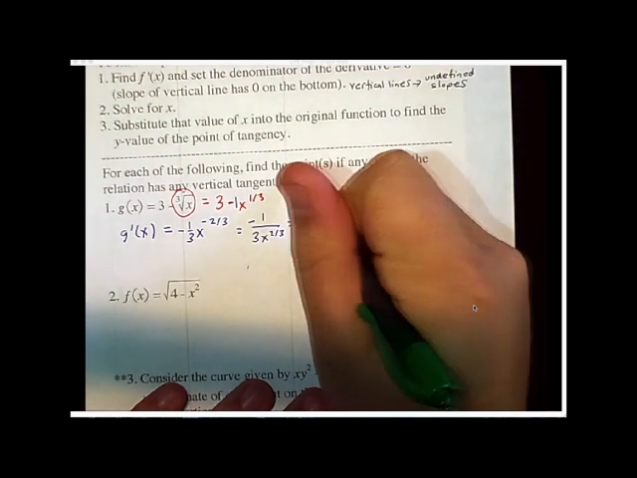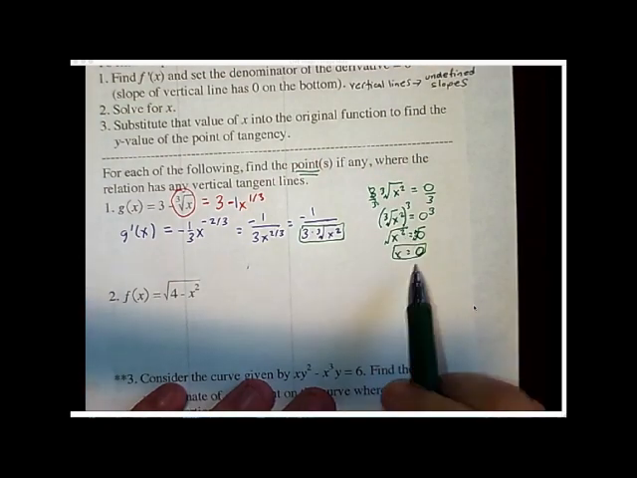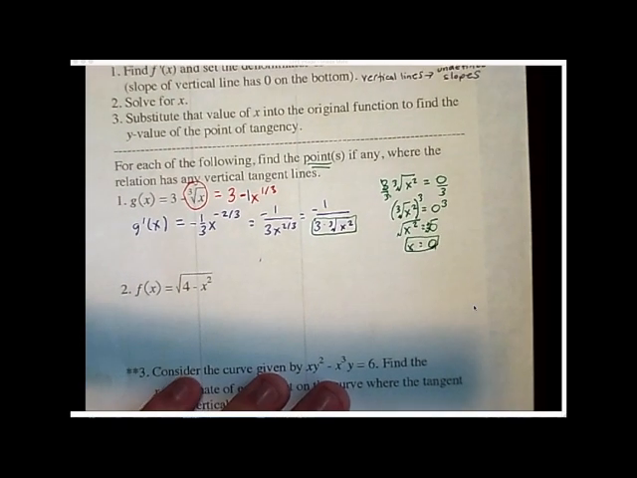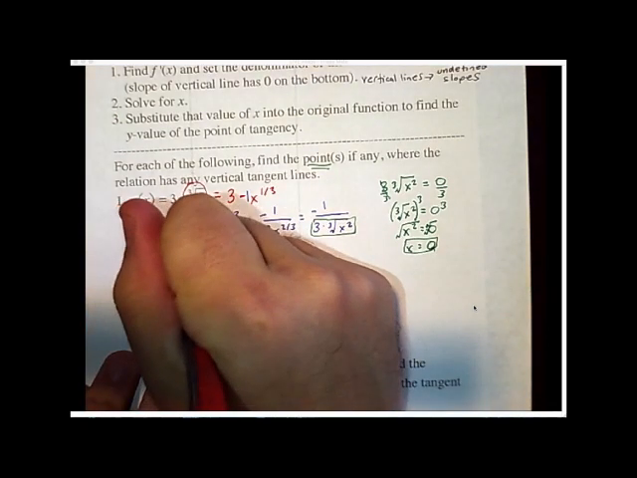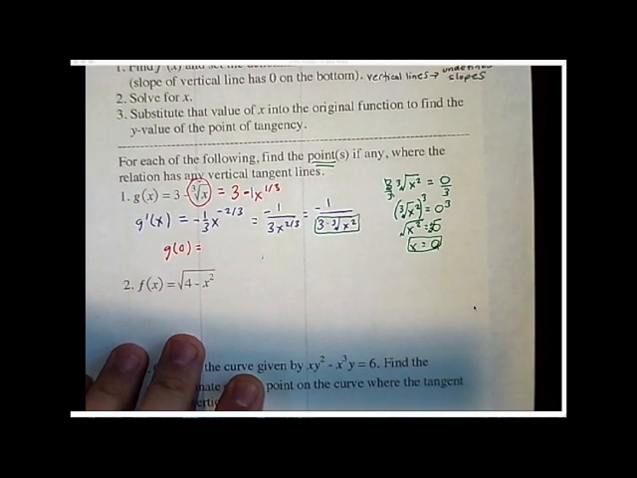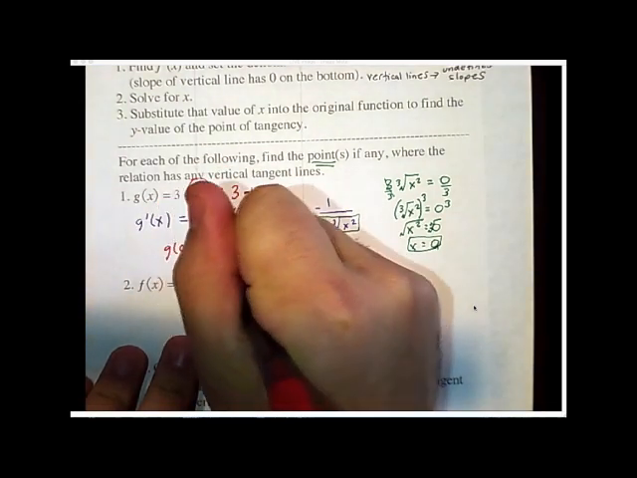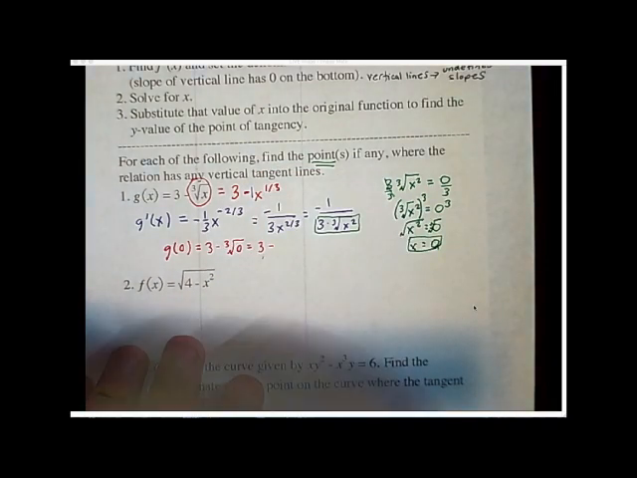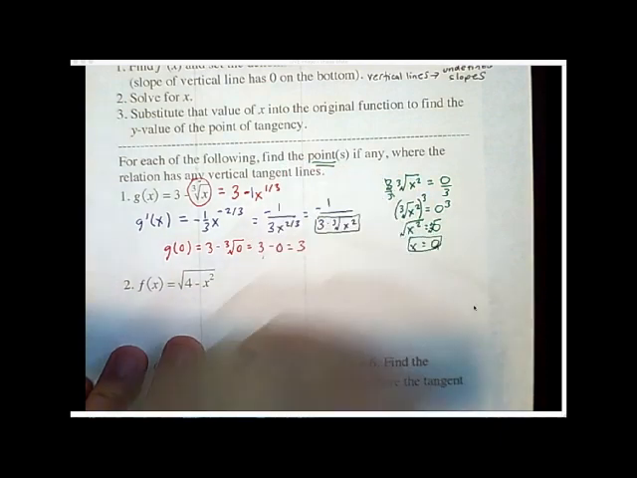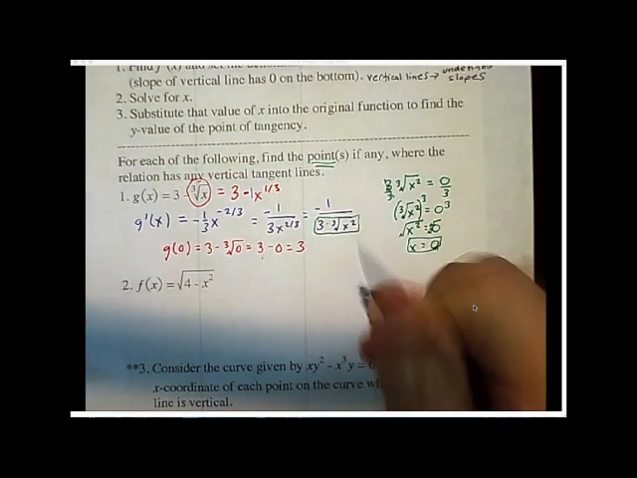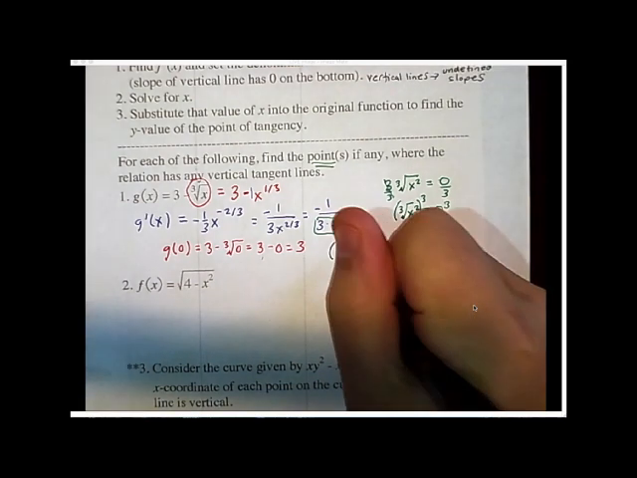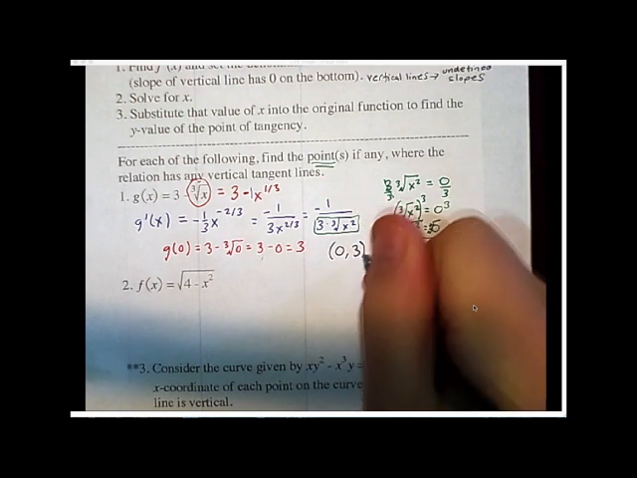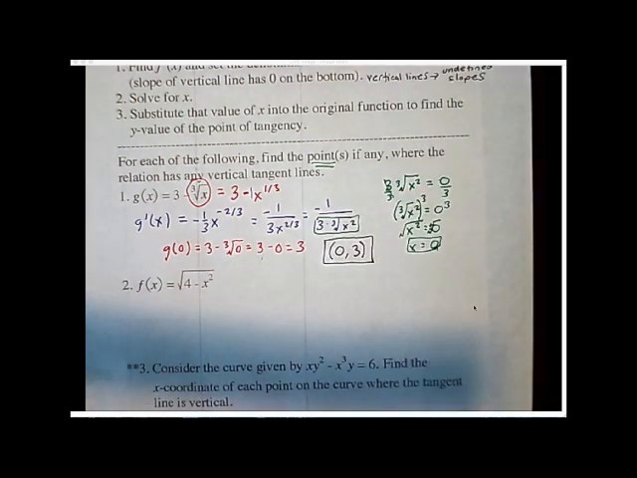But again, we're trying to find the point or points. So now we have to plug this x value back into the original function. So now I have to find out what g of 0 is. So 3 minus the cube root of 0. Well, what is the cube root of 0? It's 0. So 3 minus 0 is 3. So what does that mean? On the original graph, at the point (0, 3), that is where I'm going to have a vertical tangent line.